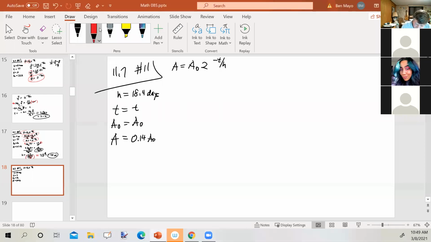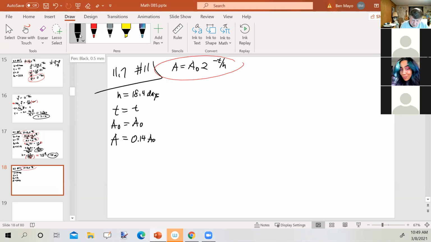Okay, we've got our formula. The half-life is 18.4 days. We're supposed to find the time. The original amount we don't know, so it stays the original amount. But the new amount, it loses 86%, so it still has 14% of the original amount. So the final A is 0.14 times A sub 0. We okay with that?